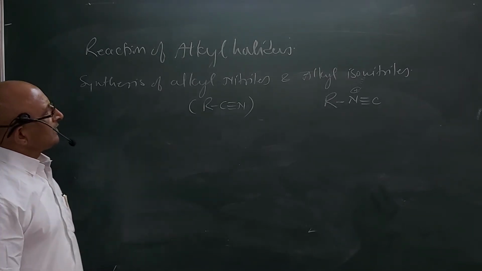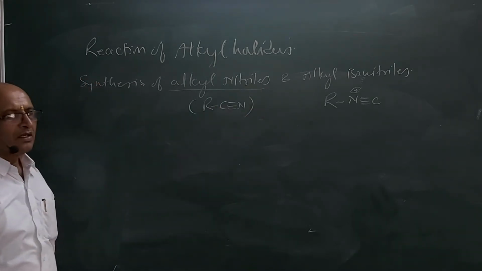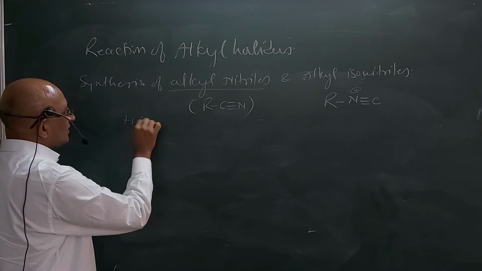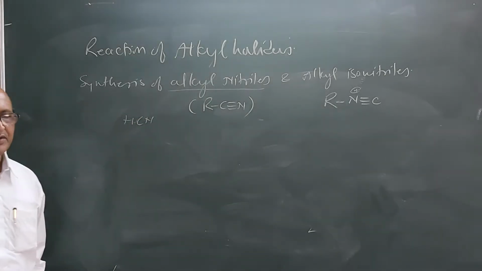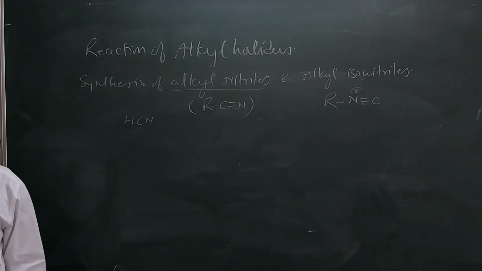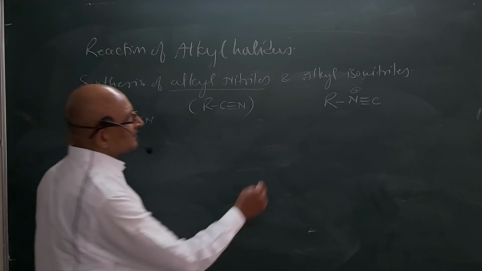Here again, for the synthesis of alkyl nitriles we are using hydrogen cyanide as a reagent. And for the synthesis of alkyl isonitriles, silver cyanide is used, that is AgCN.